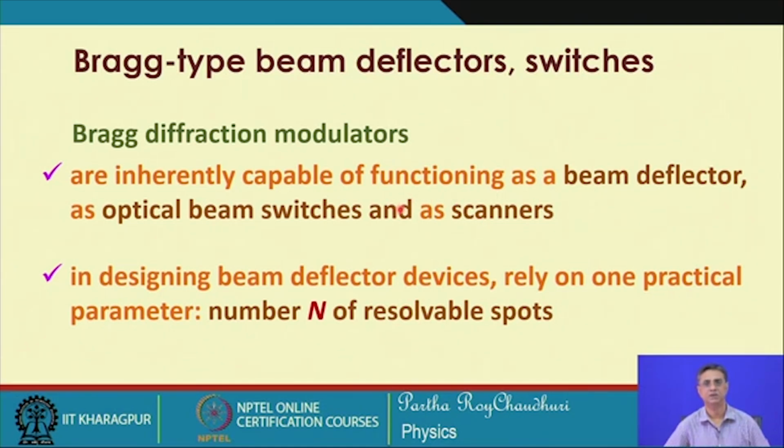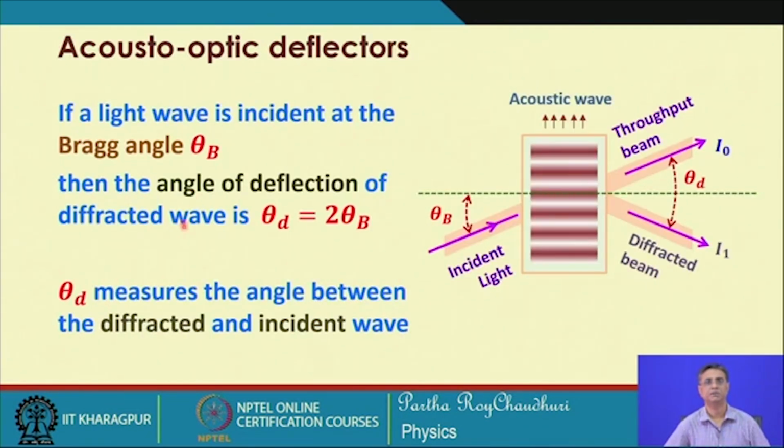So, it can be used as a scanner, and Bragg deflection modulators in designing beam deflector devices mainly rely on one very important and very practical parameter, that is the number N of the resolvable spots. So, the key point of discussion is how we can optimize the number of resolvable spots under this Bragg deflection condition.